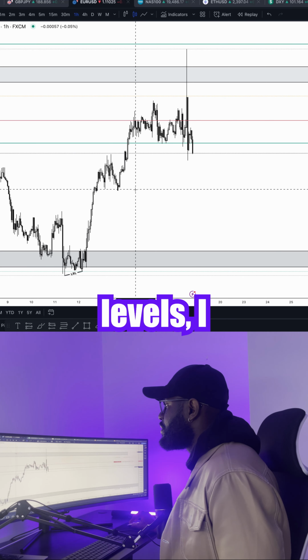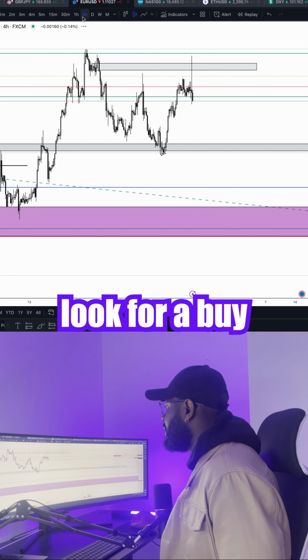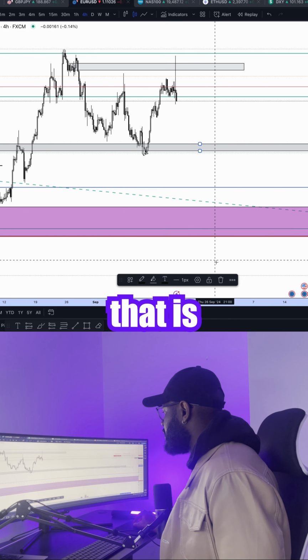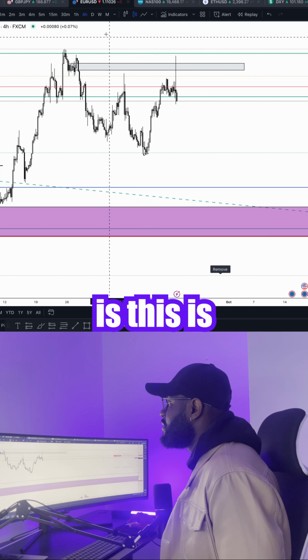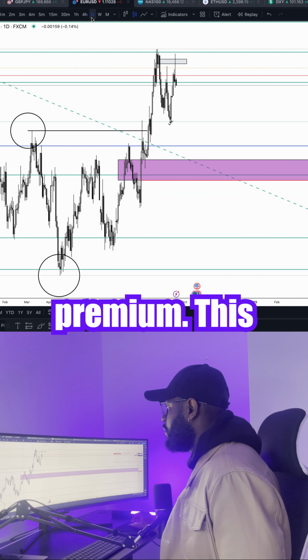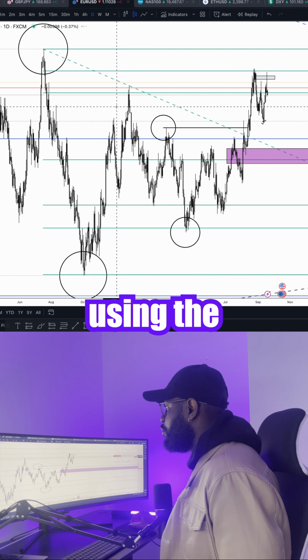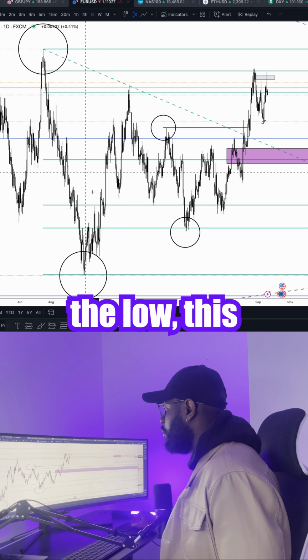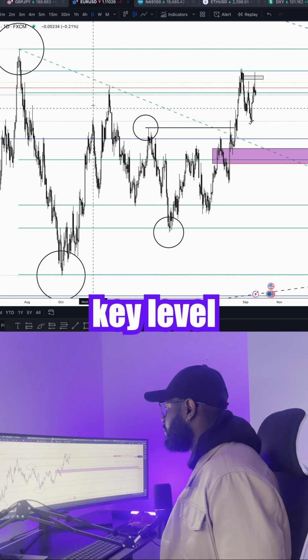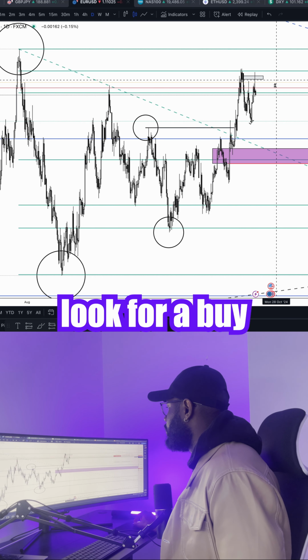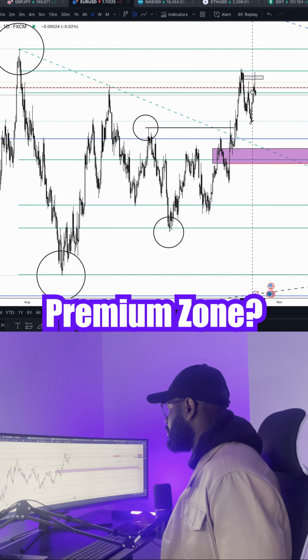Now, these key levels, I wouldn't even look for a buy from all these key levels. And the reason I wouldn't do that is because this is premium. This is extreme premium zone. Just take a look at this. Using the Fibonacci from the high to the low, this key level right here is extreme premium zone. Why would I look for a buy at an extreme premium zone?